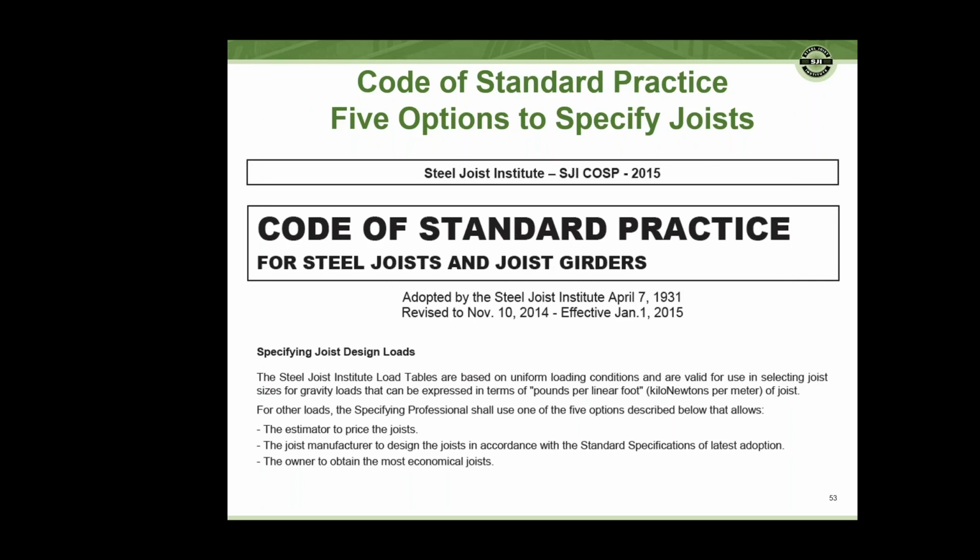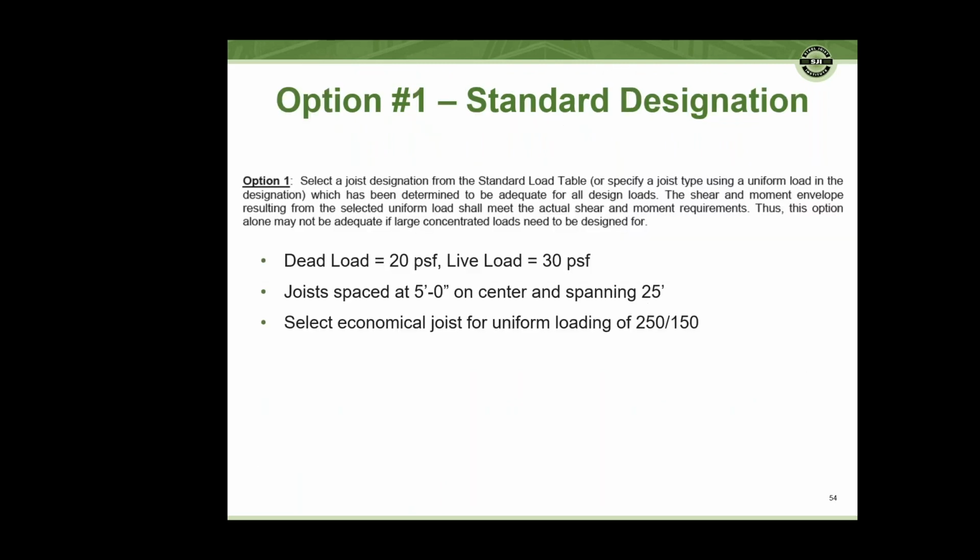So going to the Code of Standard Practice, it provides 5 methods or options to specify a joist, and the goal of these options, at the bottom here, is for the estimator to be able to price the joist, the joist manufacturer to be able to properly design the joist per the documents, and then the owner to obtain the most economical joist.